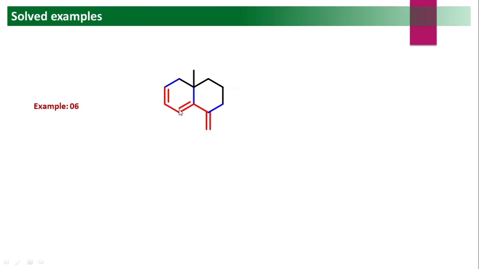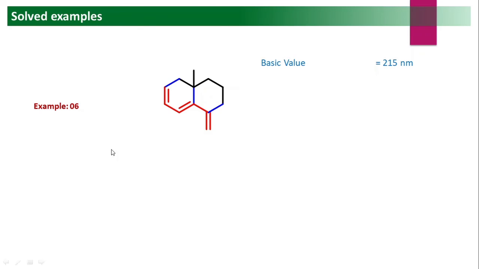Suppose this is our diene system. No problem, all these 3 double bonds are in conjugation. So for a basic diene, we have to add a base value, that is 215 nanometer.